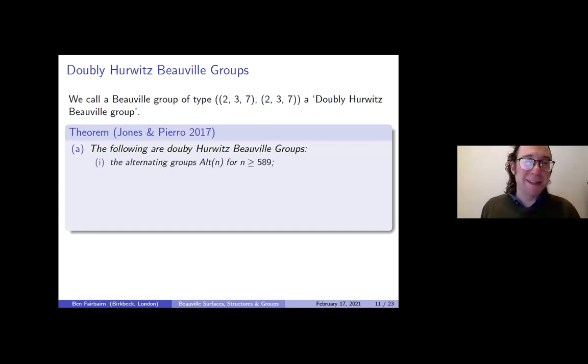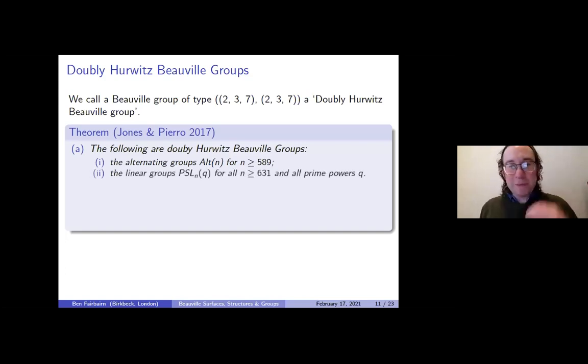In particular, examples of doubly Hurwitz Beauville groups include all alternating groups that are sufficiently large, so n is at least 589, and the groups PSL(n,q), where n is large, at least 631. If you're not sure what PSL(n,q) is, SL(n,q) is n by n matrices whose entries come from the finite field of q elements such that the determinant is 1. PSL is obtained from SL, the special linear group, by quotienting out the center. It turns out this gives us finite groups the vast majority of the time. So very large finite simple groups are doubly Hurwitz Beauville groups.